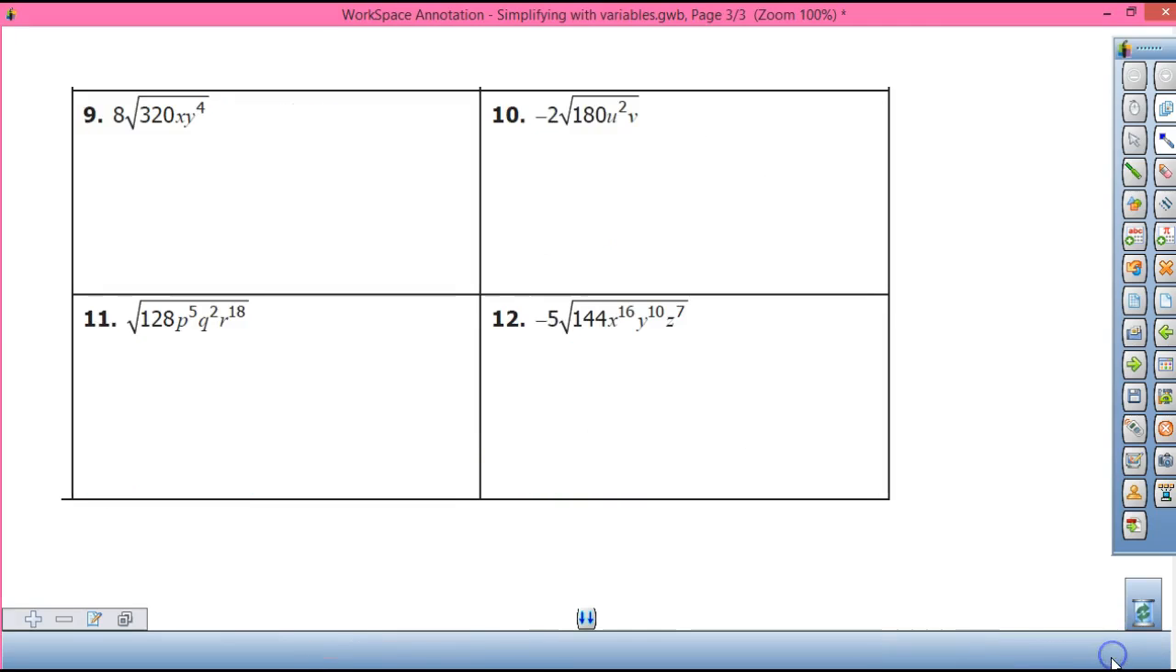Okay. All right. So, now we got a number out front. Oh, I know. Sheesh. Okay, but remember, numbers out front aren't anything to worry about. Okay, they just stay out front, so I'm just going to leave 8 out front here. Okay, 320.